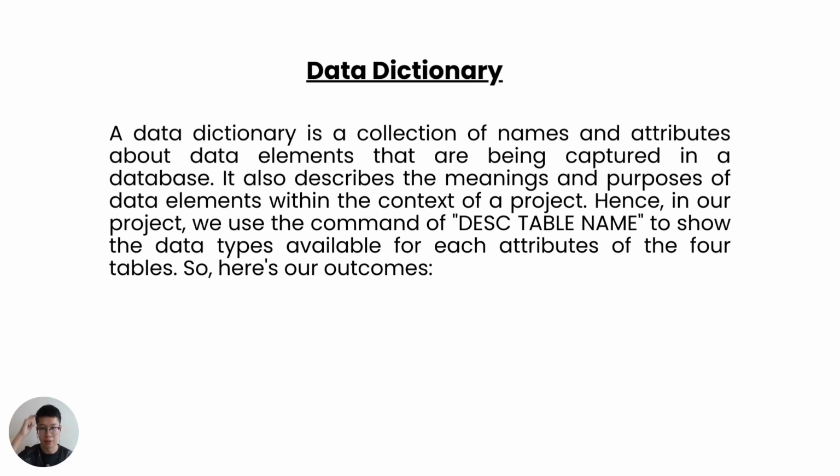Then I would like to talk about the data dictionary. What is a data dictionary? A data dictionary is a collection of names and attributes about the data elements that are being captured in a database. It also describes the meanings and purpose of data elements within the context of a project. Hence, in our project, we use the command of table name to show the data types available for each attribute of our four tables. So here are our outcomes.